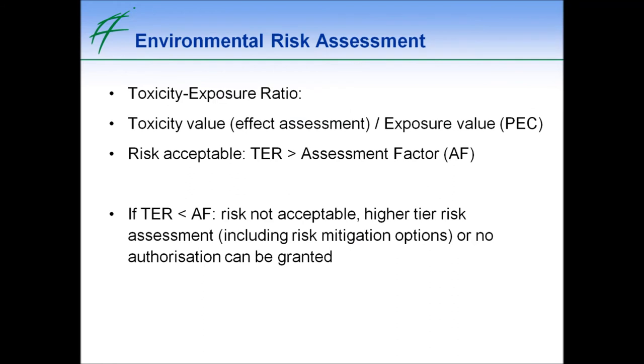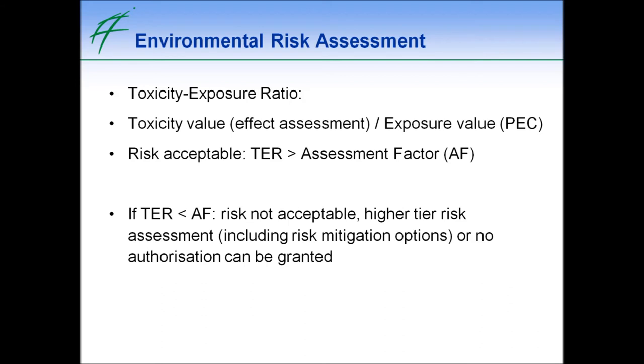The actual environmental risk assessment is conducted by a combination of the outcomes of the exposure and effect assessments. Toxicity exposure ratios are calculated by dividing the toxicity values, which are the outcome of Tier 1 or higher tier effect assessment, by the exposure value, or exactly the PEC, which is the outcome of the exposure assessment. The environmental risk is assumed to be acceptable if the toxicity exposure ratio is larger than the assessment factor. This means that the environmental risk assessment is passed and the authorization of the respective pesticide compound is possible.